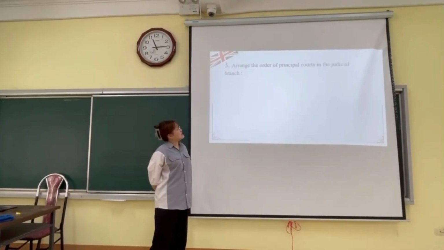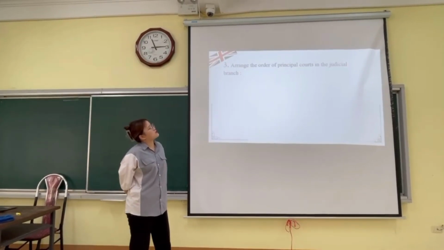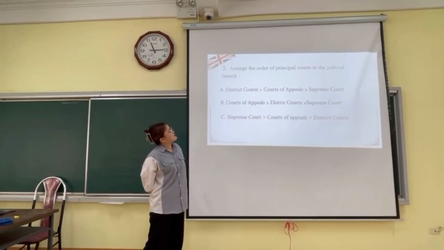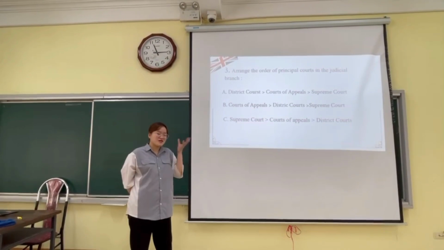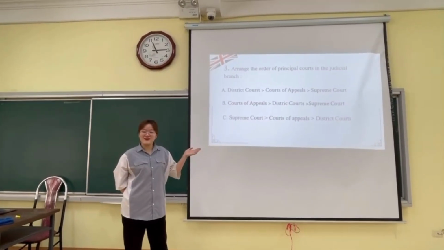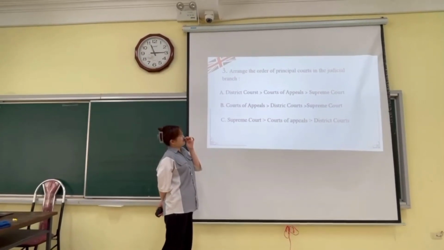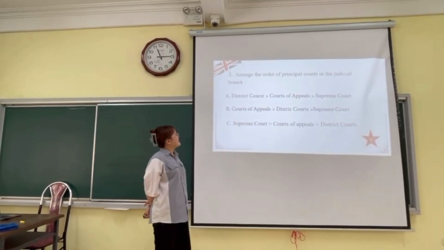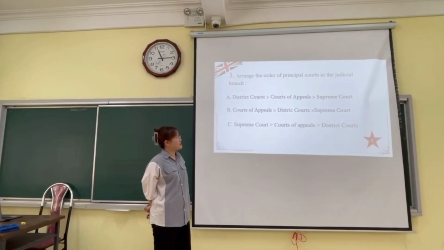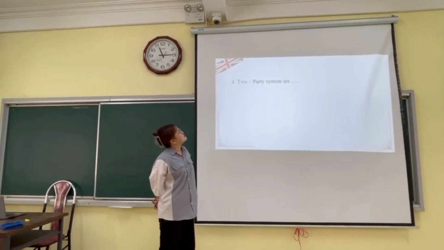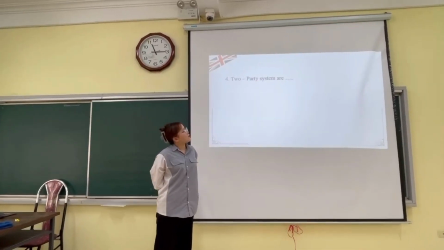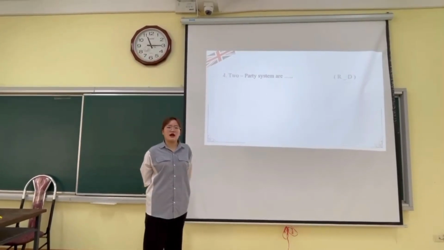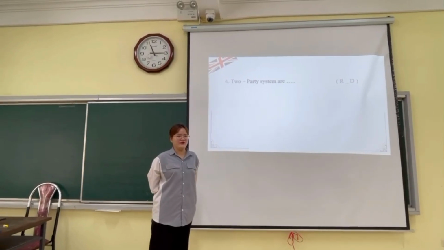And question 3 is to arrange the order of the courts in the ranks. So you remember the lesson and your answer is A. Your answer is incorrect. The correct answer is C. For the two-party system, I will give you a key to know the answer. It starts with R and D. You remember?